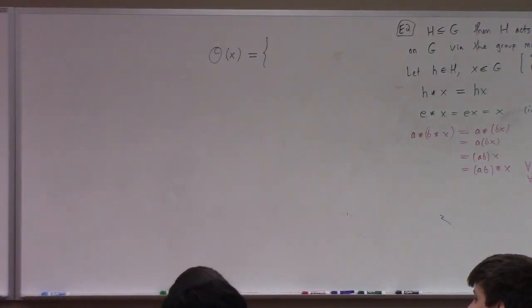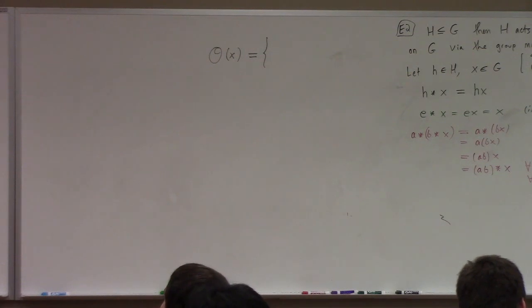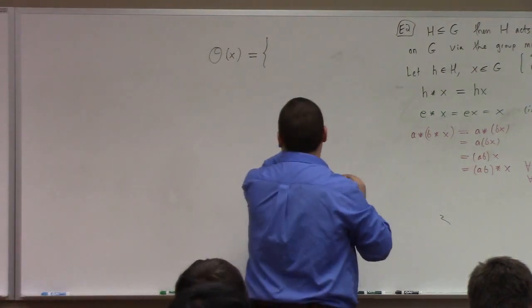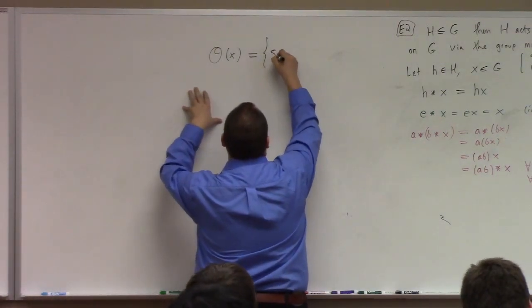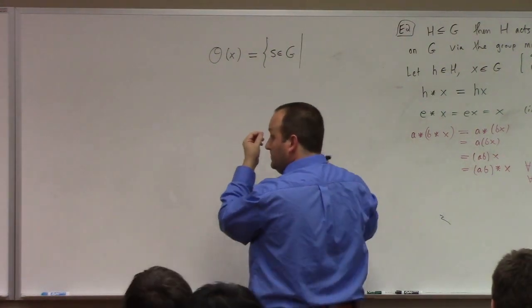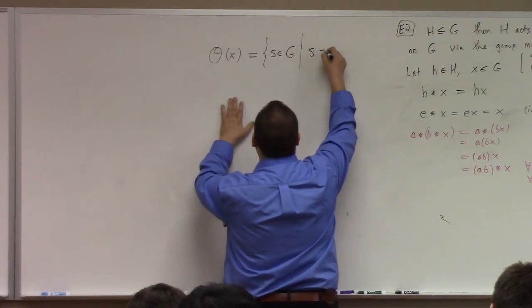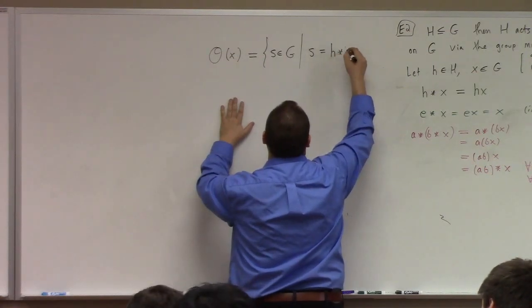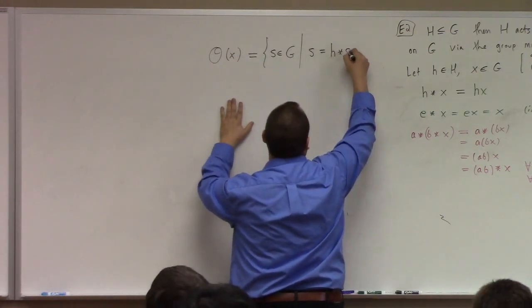You notice the distinction between the orbit and the isotropy subgroup. The isotropy subgroup, or the stabilizer, if you like, is a subset of the group. In contrast, the orbit is in fact a subset of the set. All right. So they're in different places, but they're related. So here, what was our set? Our set was G, right? So we're looking for, let's say, S in G, such that S is equal to, I guess we'd say, H star S.